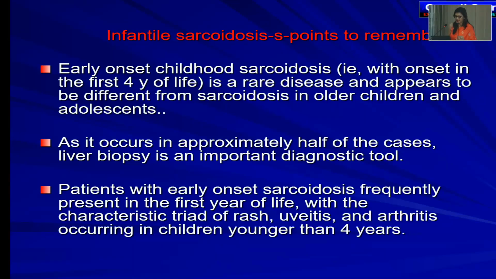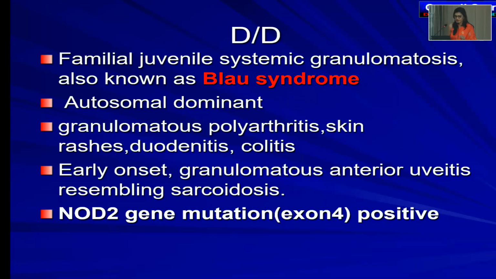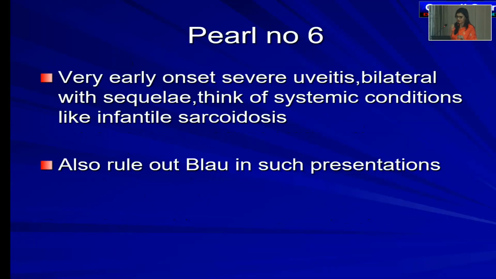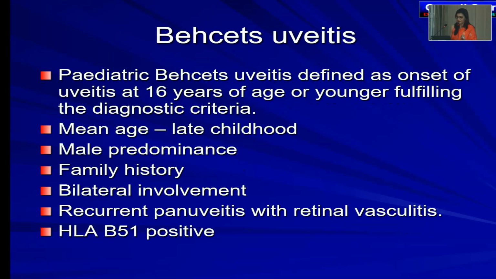Patients with early onset sarcoid present in the first year of life with rash, uveitis and arthritis in a child younger than 4 years. The differential diagnosis is a familial condition called Blau syndrome, which is autosomal dominant and has a very, very similar presentation. The only thing is that the mutation will be positive. So for very severe uveitis that presents very early, you have to keep these two conditions in mind, Blau and infantile sarcoidosis. Behçet's uveitis, pediatric Behçet's, is onset of uveitis at 16 years of age or younger.